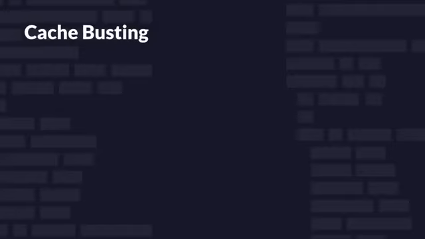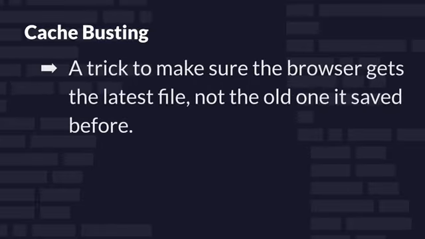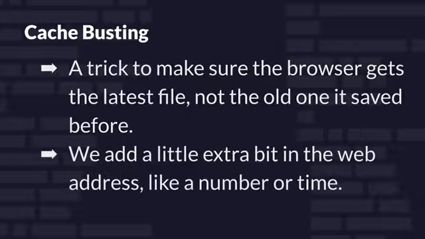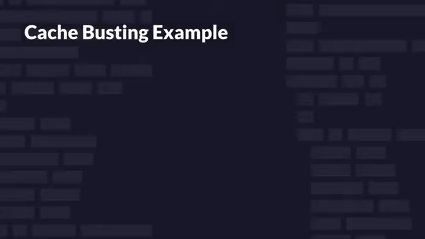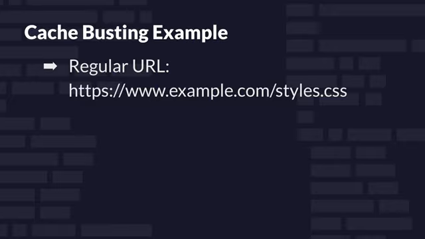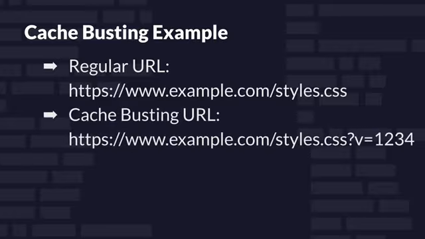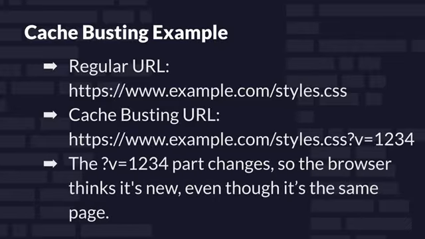Cache busting. Cache busting is a technique used to force a browser or caching service to retrieve a new version of a resource rather than using the cached version. One way to do this is by using query parameters, such as a timestamp or a version number in the URL of the resource. For example, instead of requesting a resource at the URL example.com/styles.css, a cache busting URL would look like example.com/styles.css?v=1234, where v equals 1234 is the query parameter.